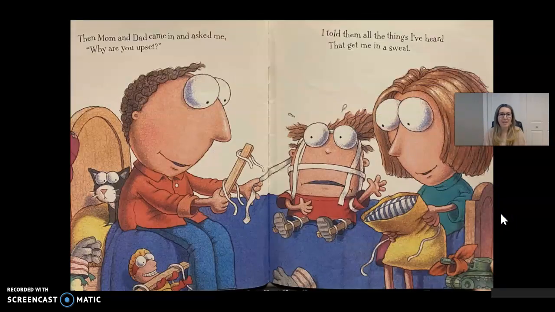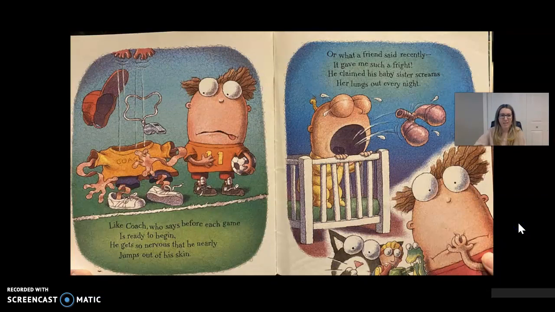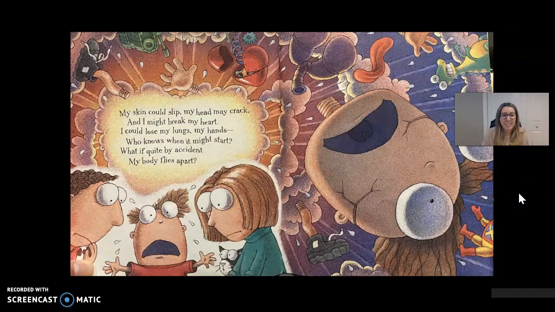Then Mom and Dad came in and asked me, "Why are you upset?" I told them all the things I've heard that got me in a sweat. Like coach who says before each game is ready to begin, he gets so nervous that he nearly jumps out of his skin. Or what a friend said recently, "It gave me such a fright." He claimed his baby sister screams her lungs out every night. My skin could slip, my head may crack, and I might break my heart. I could lose my lungs, my hands, who knows when it might start. What if quite by accident, my body flies apart?